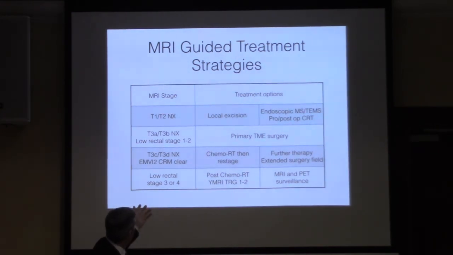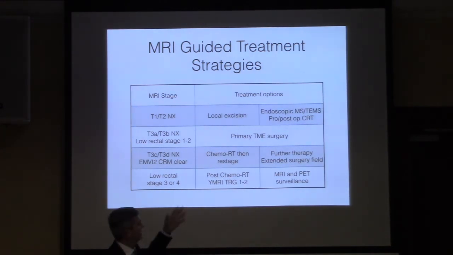And finally, low rectal cancer stages, so those are the ones which are advanced, bulky, close to the sphincters or involving the sphincters. They'll have chemo-RT, and if you get a good treatment response, then potentially they can have surgery, or if they have complete response, then they may go on and have just MRI and PET scan surveillance.